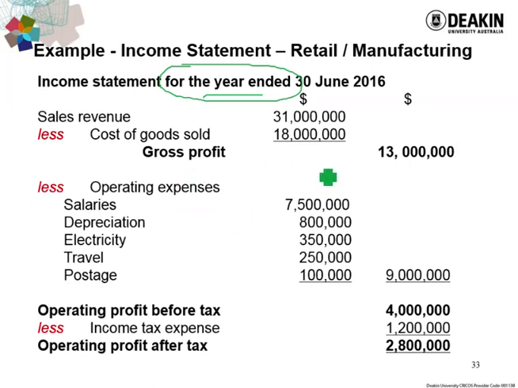Okay, so we start with sales revenue. We minus cost of goods sold. That will give us the gross profit. And then we will minus all sorts of operating expenses, which include salaries, depreciation, electricity, travel, postage, and so on. That gives us operating profit before tax. And we'll further deduct income tax expense to get operating profit after tax.